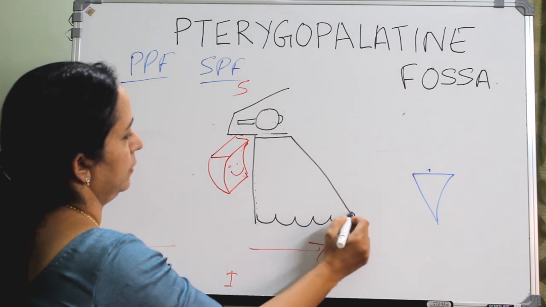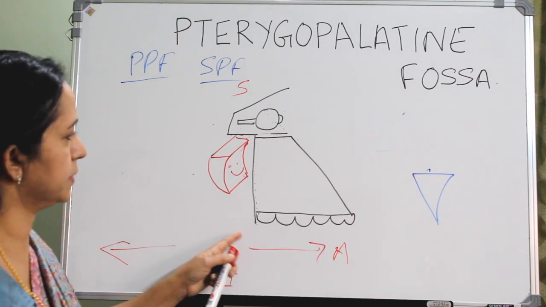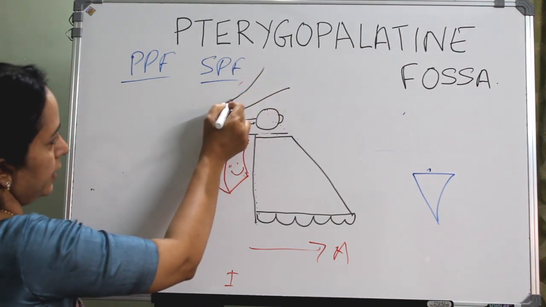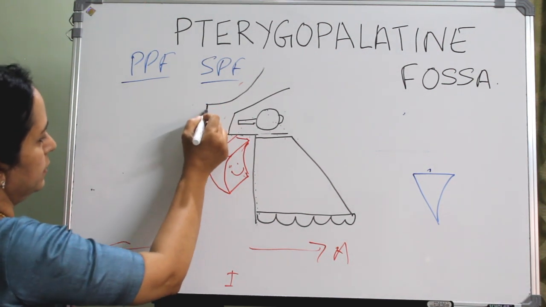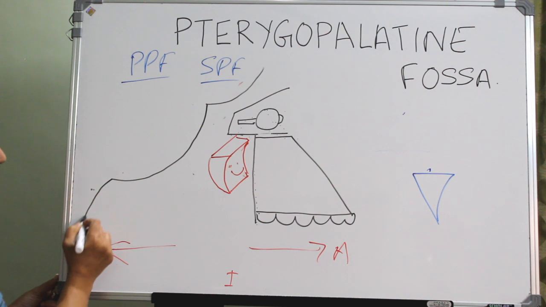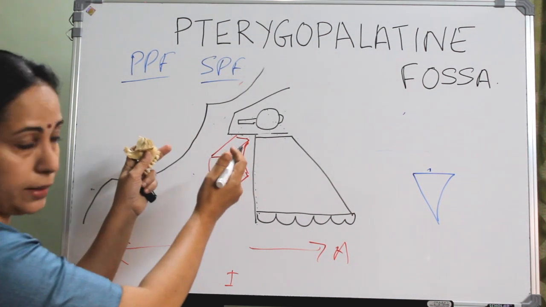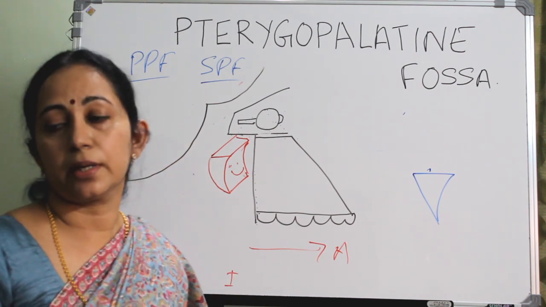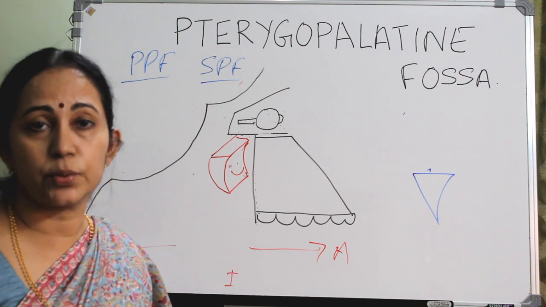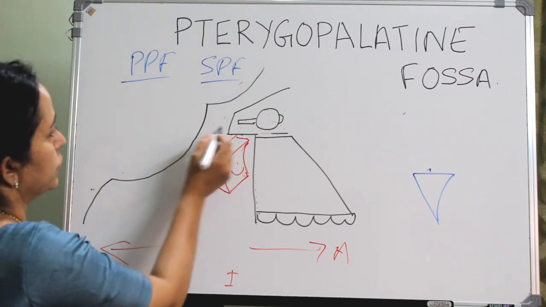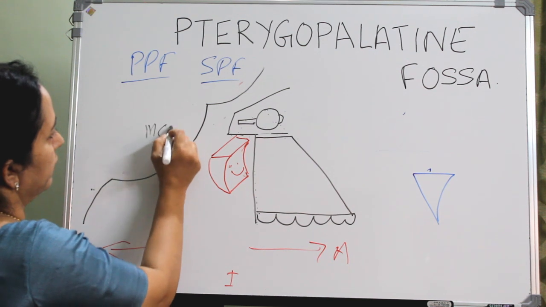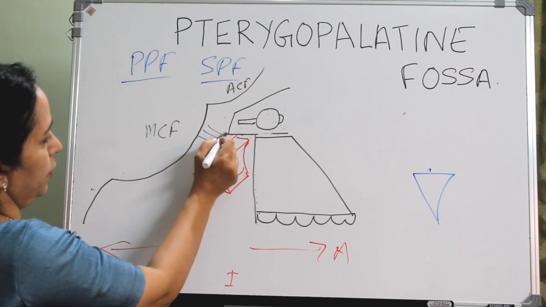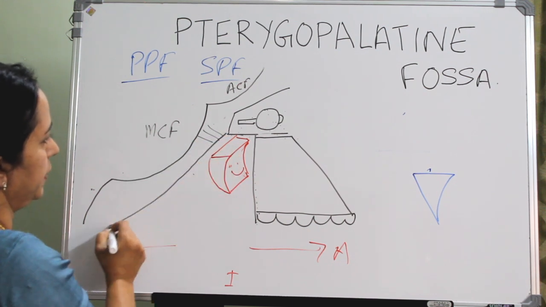Your teeth, hard palate and teeth come down, and above comes the anterior cranial fossa, and then the middle cranial fossa. And behind or just above the pterygopalatine fossa come the body and the greater wing of the sphenoid bone. So this is the middle cranial fossa, anterior cranial fossa, and here comes the sphenoid bone. So it will be like this.